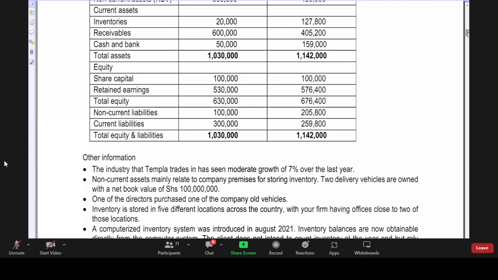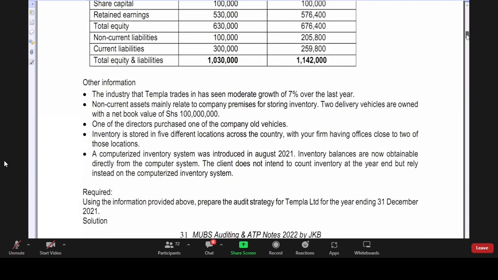Yeah, because they are saying that the farm is close to 2 of those locations, meaning that the 3 are a distance from the farm, from the audit farm. That implies that you have to budget as how you're going to do the stock, how you will attend the stock take. A computerized system was introduced in August 2021. That means it was introduced midway in the year.